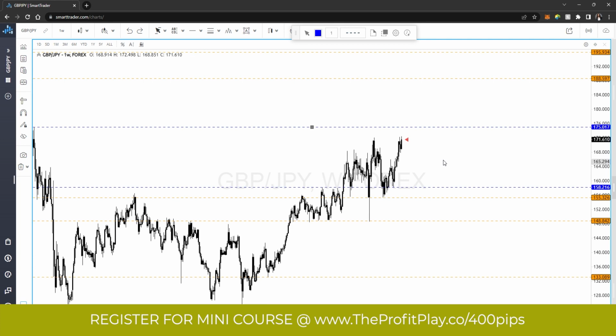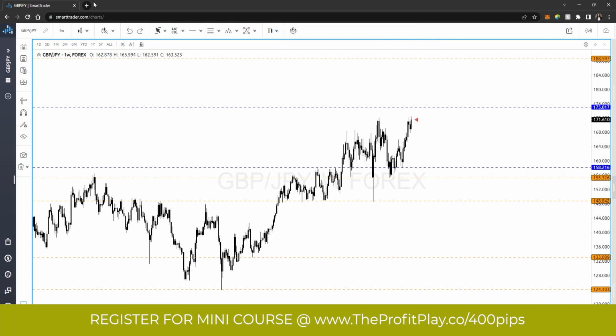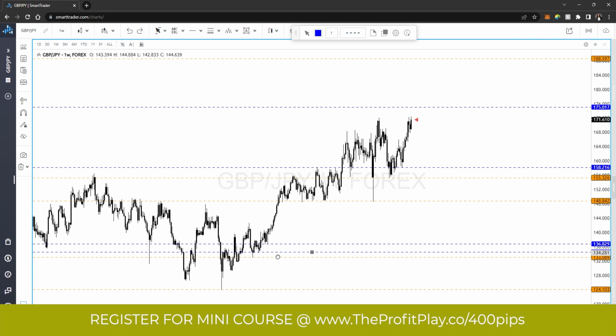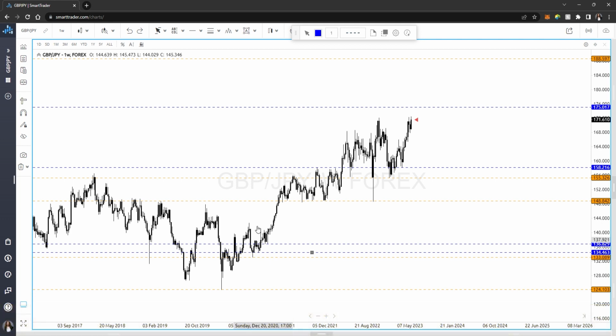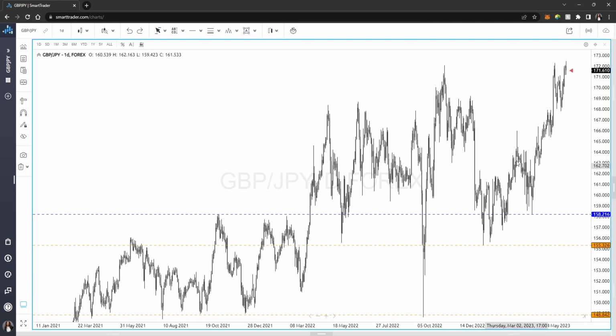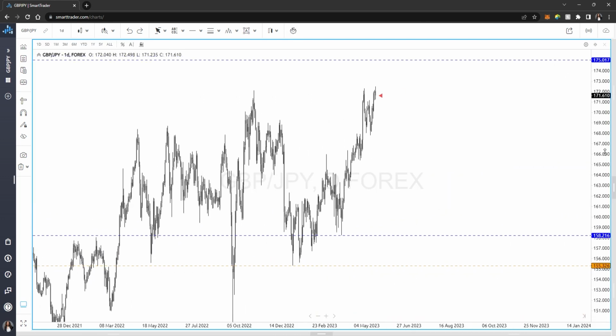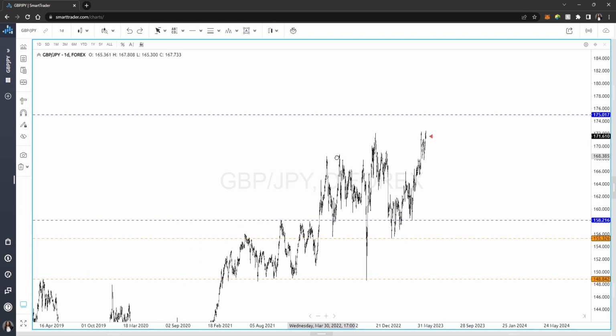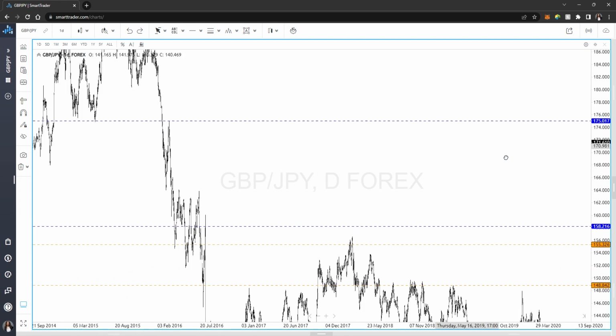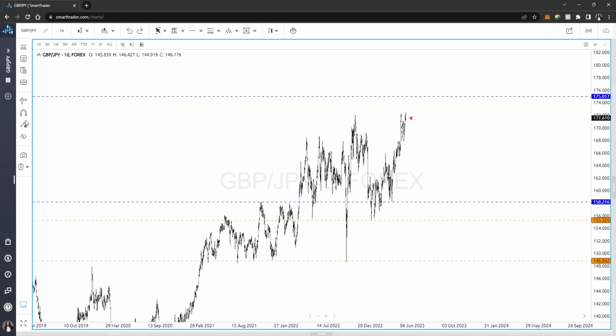So in the weekly, I think I've identified my levels. All right, now I'm going to go down to the daily and do the same thing. Again, I'm just looking for key levels where price has the potential to reverse.